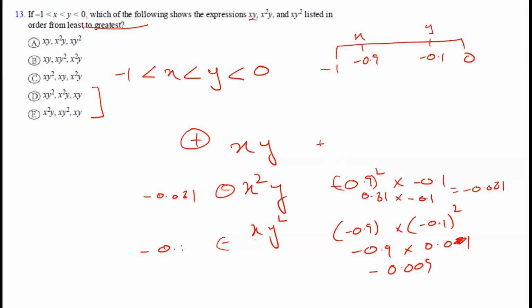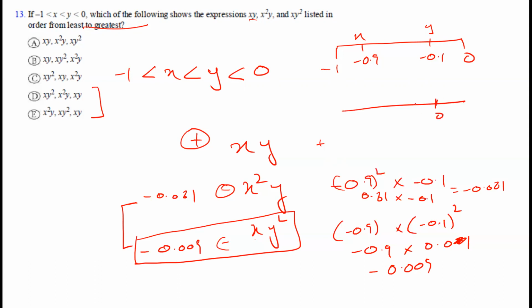So minus 0.009. Between these two numbers, which is the larger one? The larger one is actually minus 0.009. If you make a number line, this is 0, and minus 0.009 would be closer to 0 as compared to minus 0.081. So x y square would be greater than x square y. Hence option E is correct.